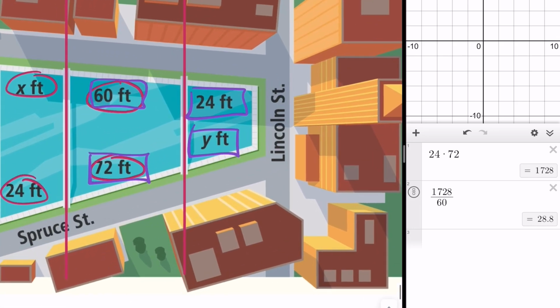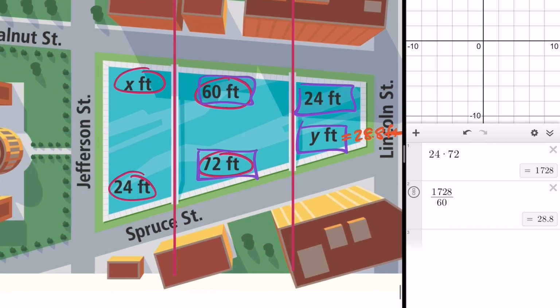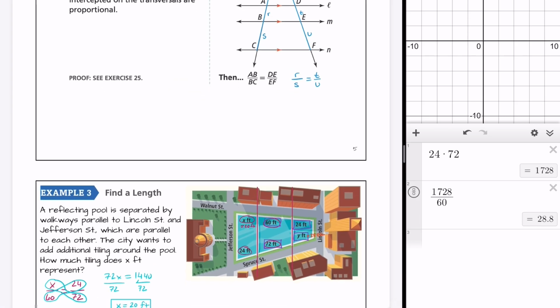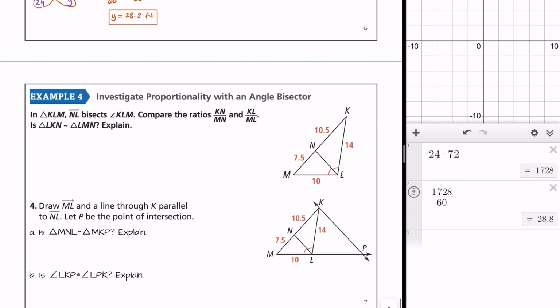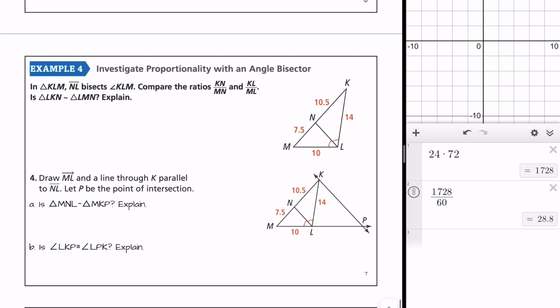So I'll just come back and label it, why not? We got 28.8 feet and we get 20 feet. So that's a real-world example using the side splitter theorem. Our last concept is the angle bisector theorem, the triangle angle bisector theorem.